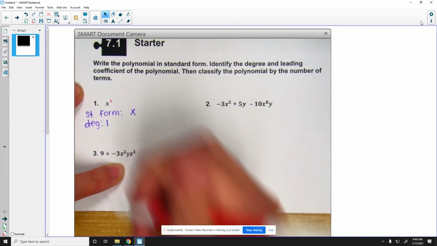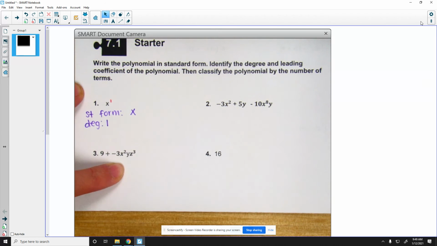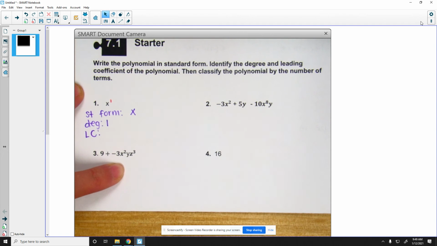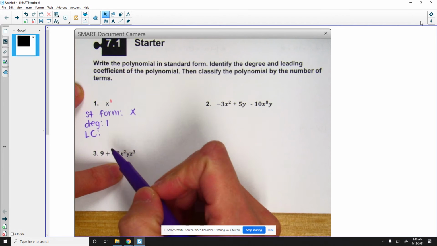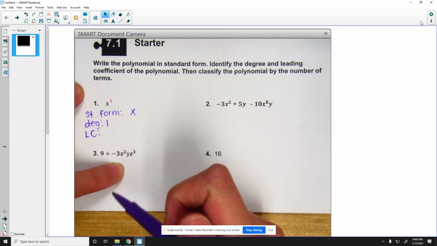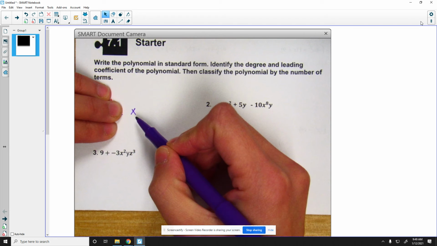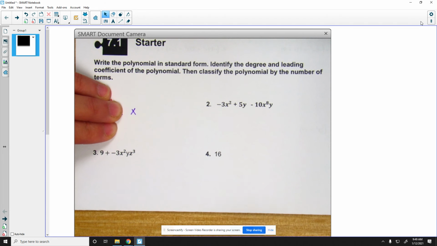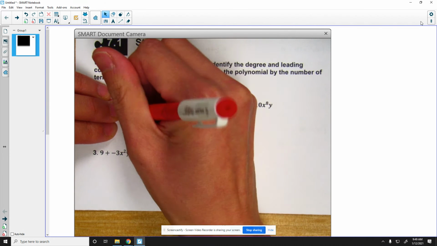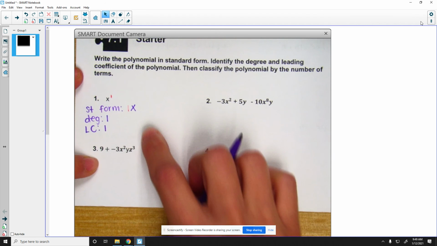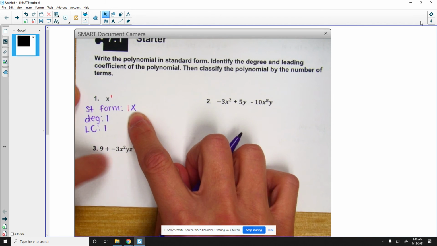Okay, the next thing I have to do is the leading coefficient. So remember how we said the leading coefficient is kind of like the line leader. It's the number that comes first before your letter after you put it in standard form. So I put it in standard form. What's the number that comes first? 1, right? X is just 1x. So my leading coefficient is 1. If I don't see a number, it's always 1.